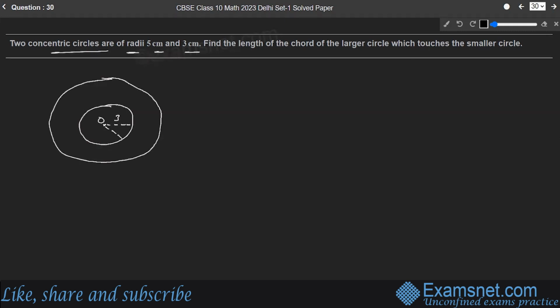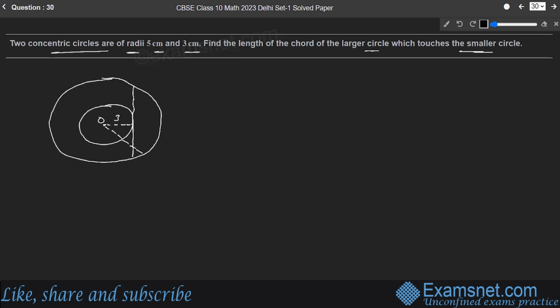Let us have this drawn here. So this is the bigger radius. Let us assign some points. Let's have a tangent drawn to the inner circle, because they say find the length of the chord of the larger circle which touches the smaller circle. So there has to be a chord of the larger circle which would touch the smaller circle. Let us draw it like that. So it is going to be like this.